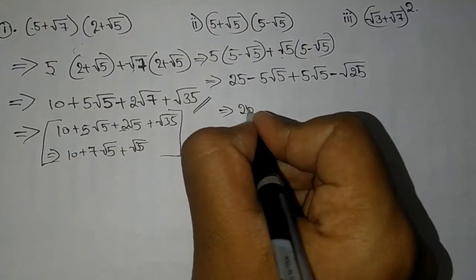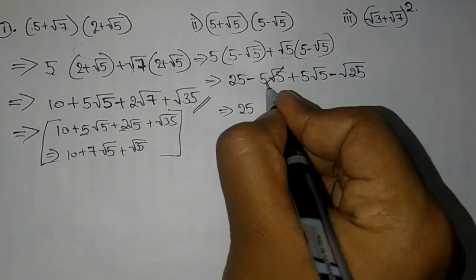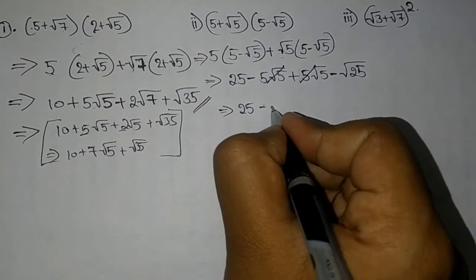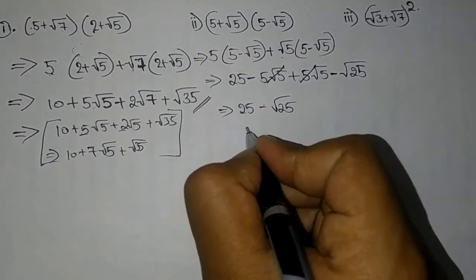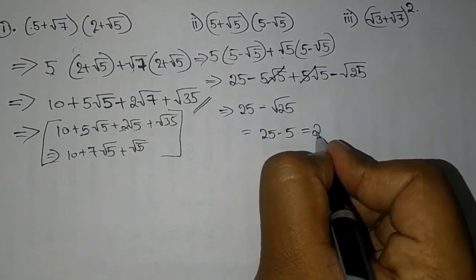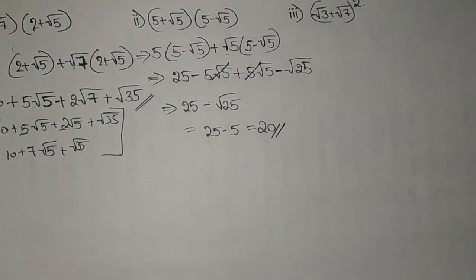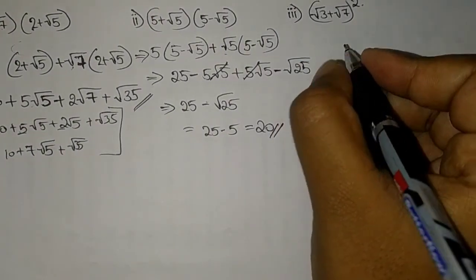Now 25, see, this is the same with opposite signs, so this is going to cancel. Minus root 25. Root 25 is 5. So 25 minus root 25, 5, gives you 20. Simple as your basic algebra.